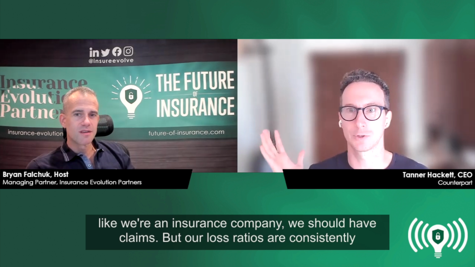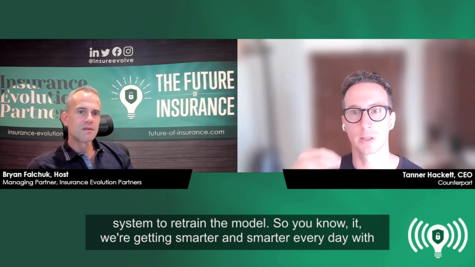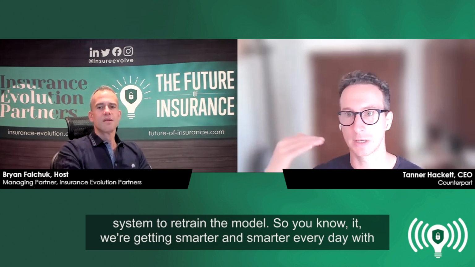And now we have claims, which is great. We're an insurance company, we should have claims, but our loss ratios are consistently best in class. And when we do identify a claim, we go back into our system to retrain the model. So we're getting smarter and smarter every day with the submissions that we're seeing.